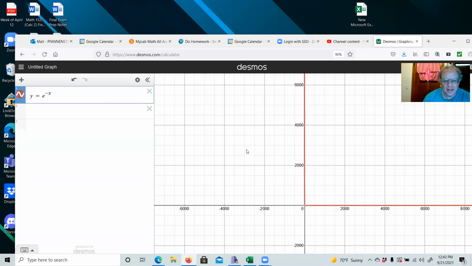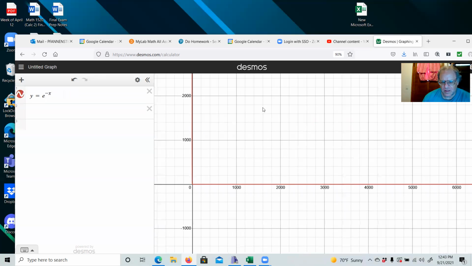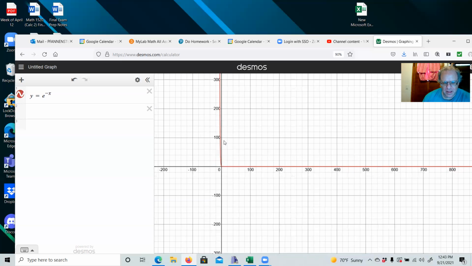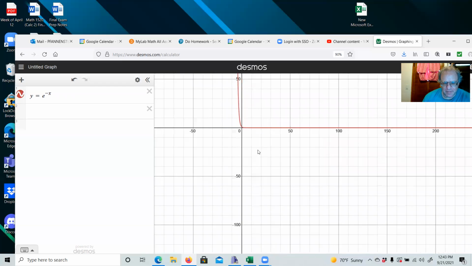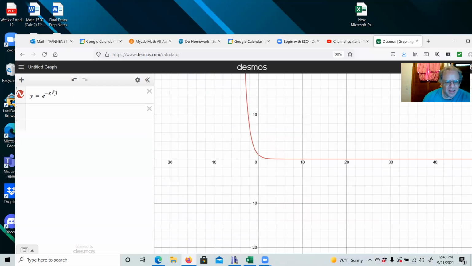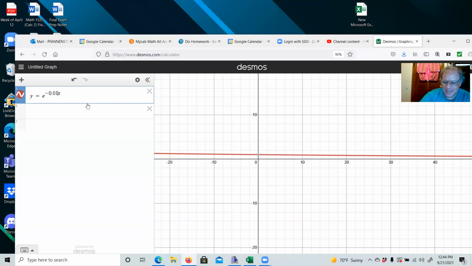All right. Let's zoom in a lot here. All right. There we go. That's more of a Desmos kind of a thing. And now let's go with 0.01, 0... Oops. Don't do that. Come on. 0.000125.